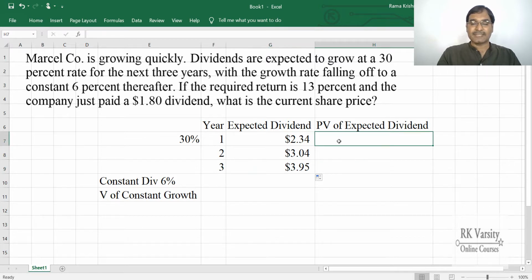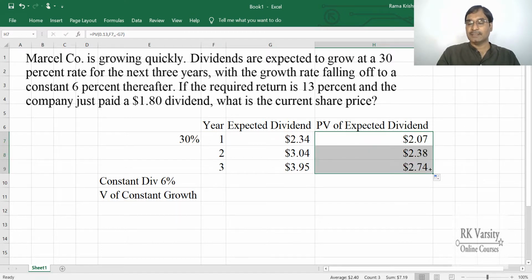Then we calculate the present value of these dividends. To get present value of these dividends, we use present value function, that is equals to PV. Rate is your required rate. So your required rate is 13%. So 0.13, comma, then select the year, place comma, PMT is not there, so place another comma, minus your expected dividend. Select the expected dividend, close the bracket, press enter. So the present value of your future dividends are here. So $2.07, $2.38, $2.74.